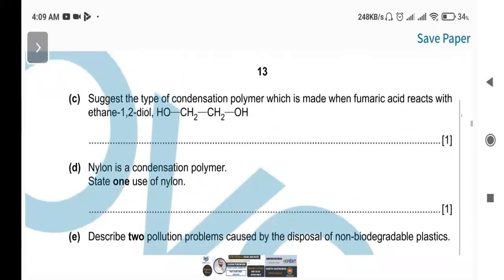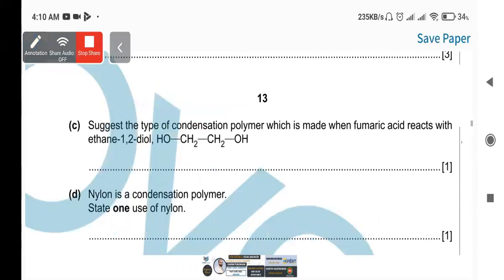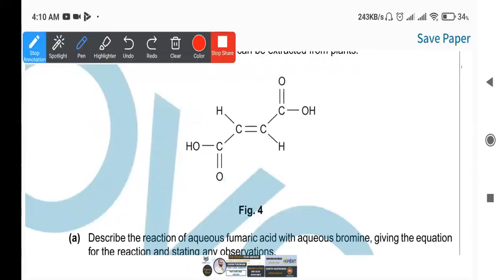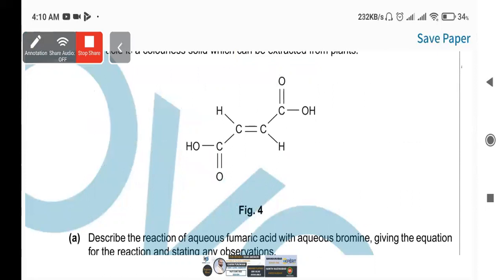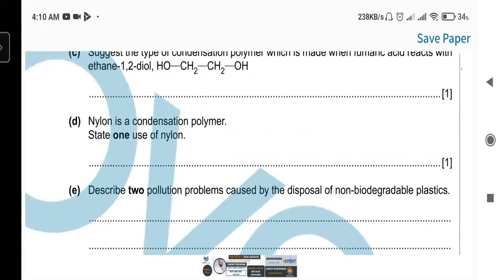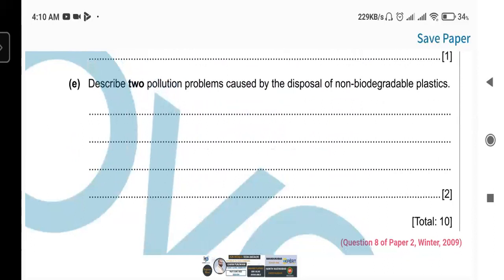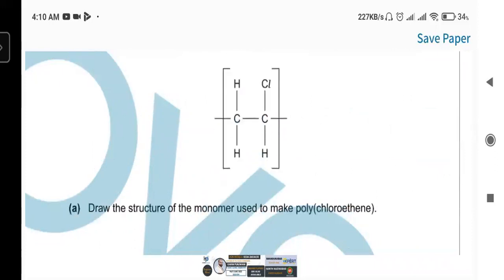This is the condensation polymer which is made by fumaric acid reacting with this diol. Here is an alcohol group, and here we have carboxylic acids. So alcohol and carboxylic acids together would give esters. So the type of polymerization you will get is an ester. The answer of C is ester. Nylon D: we know the use of nylon and the problems caused by non-biodegradable plastics. We have discussed this several times.